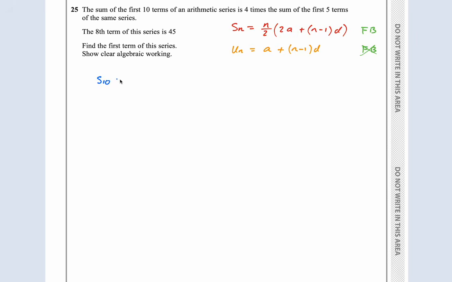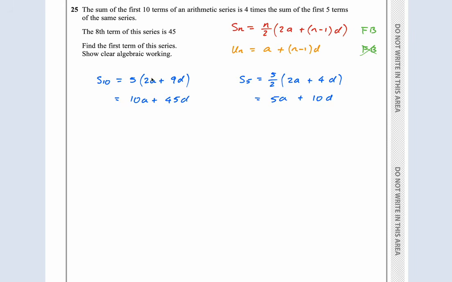S10, the sum of the first 10 terms, is n over 2, which is 10 over 2, which is 5, times 2a plus 10 minus 1, which is 9d. The sum of the first 5 terms is 5 over 2 times 2a plus 5 minus 1, which is 4d. Let's simplify this a bit. This is 10a plus 45d. And here the 2s cancel, so this is 5a plus 5 over 2 times 4, which is 10d.